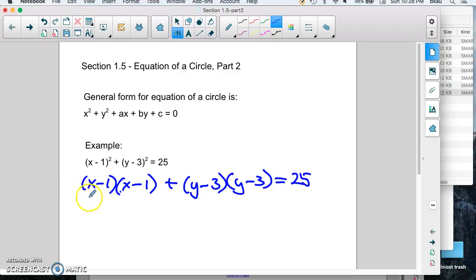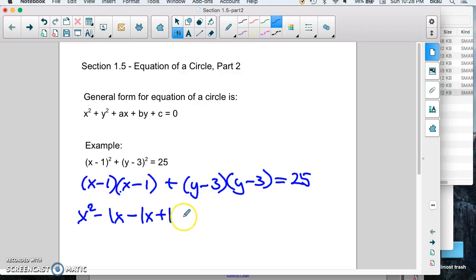Now we're just going to do FOIL on this. The first two terms, it will be x squared. Outside two terms is x times negative 1, which is negative 1x. We're going to get that twice. Inside we'll also get negative 1x, and the last two terms positive 1.